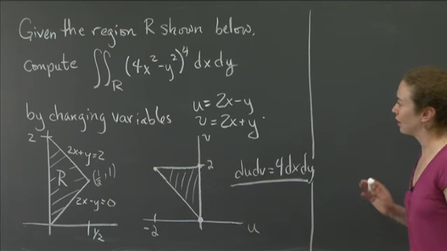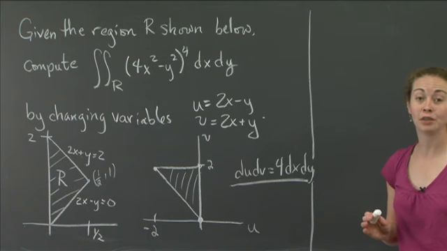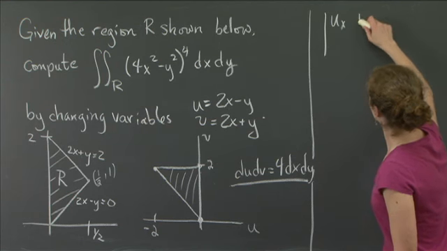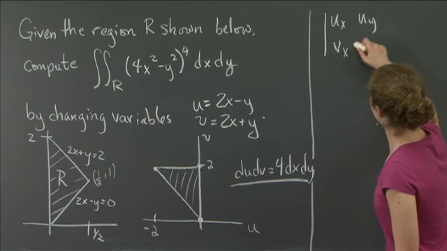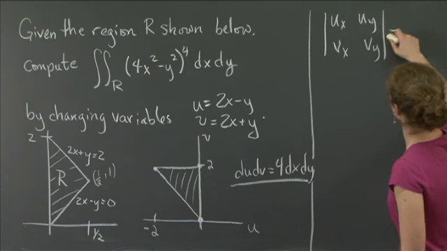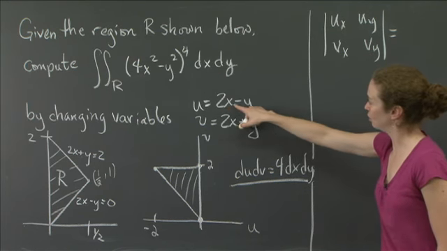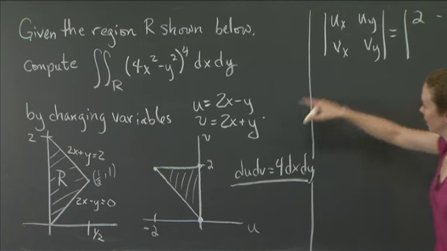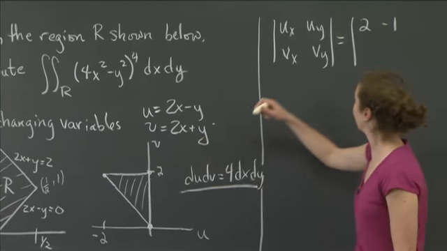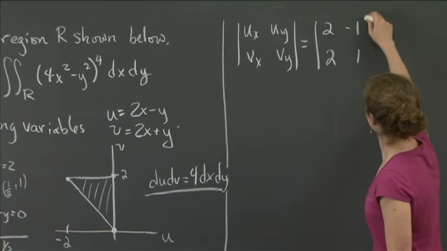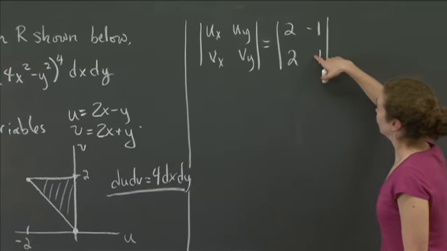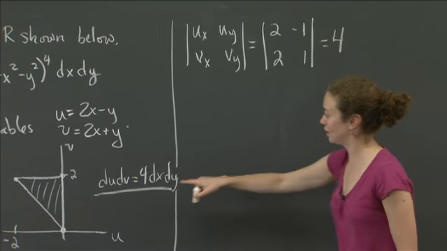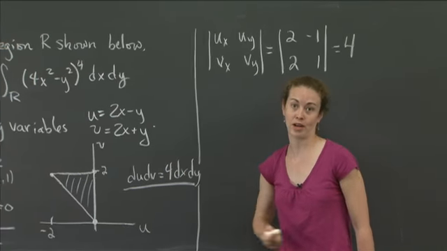So now let's just check our Jacobian and see if that is indeed what we get. Okay, so I'm going to look at u sub x, u sub y, v sub x, v sub y. Right, so u sub x is 2, u sub y is -1. So I get 2, -1. V sub x is 2, v sub y is 1. So I get 2, 1. 2 times 1 is 2. Minus -2 gives me indeed 4. So I do get, in fact, du dv is equal to 4 dx dy.